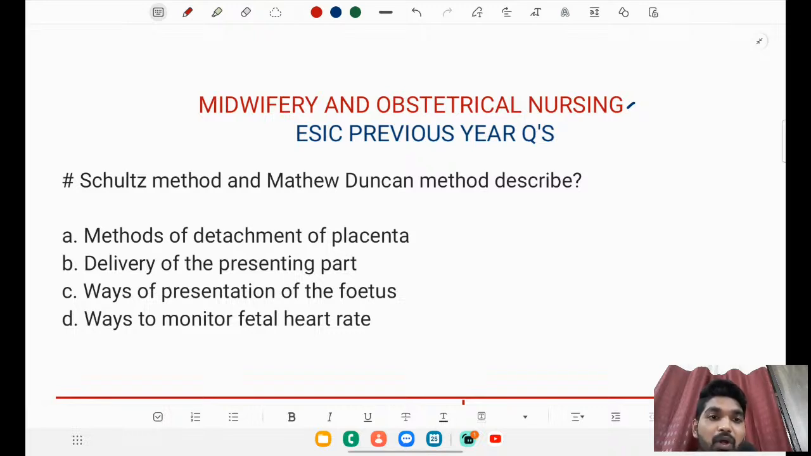Good evening all. Detachment of placenta, for what? Ponturu Bhagyarada is telling detachment of placenta. Okay, so methods of detachment of placenta. Yes, most of you have started answering this question. Yes, good evening Vinod Kumar. Now, without wasting our time, let us start with today's class.